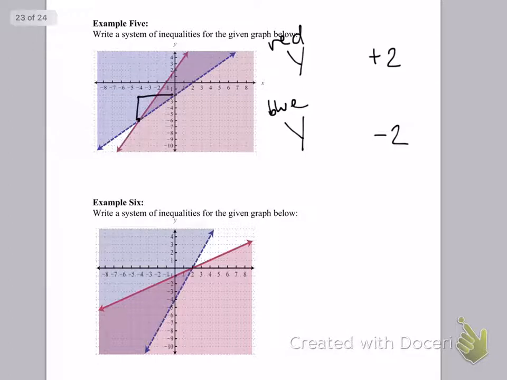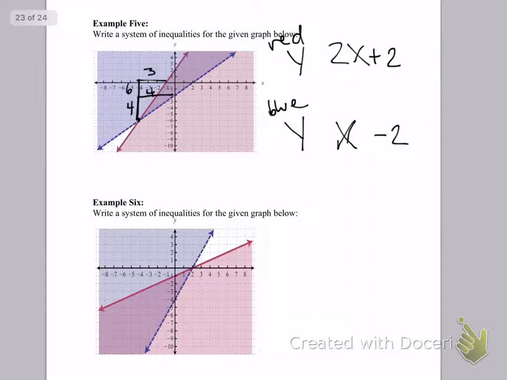So you're going up 1, 2, 3, 4, and you're going over 1, 2, 3, 4. So the slope for your blue line is 1. So that just gives you x. The slope for your red line looks like you're going up 6 and over 1, 2, 3. So 6 divided by 3 gives you 2. So that gives you 2x. And lastly, you've got to tell me the shading.